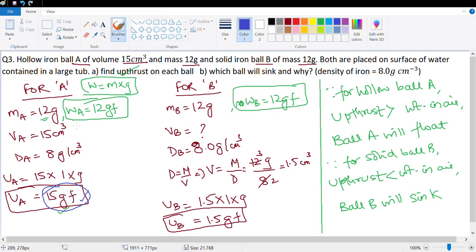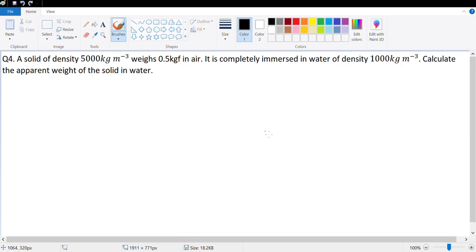So in this case, under the water, we don't know. That's why we've calculated the upthrust on the full volume. When we do exercise 5C, this concept will become slightly more clear. Let's move on to the next question. The next question that we do is question number 4. A solid of density something. So point number 1, density of solid is equal to 5000 kilogram per meter cube. Number 2, weight is equal to 0.5 kgf.